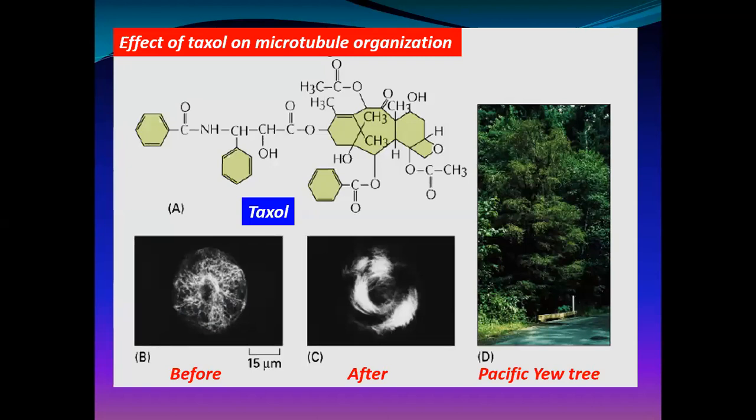And this is the structure of the Taxol. And there's a Pacific yew tree. This is the plant from which they isolated this drug. Now, after that, they are synthesizing it. Then you can see now, after Taxol treatment, the mitotic spindle is destroyed, and further cell division won't take place. So Taxol is an anti-cancer drug, right? It affects the microtubule organization and prevents cell division. Okay.